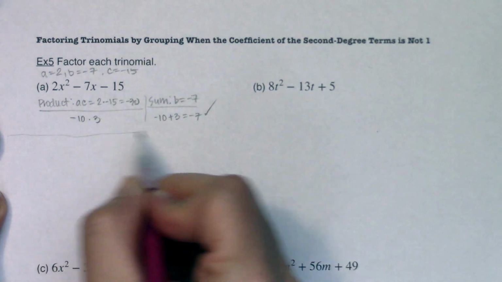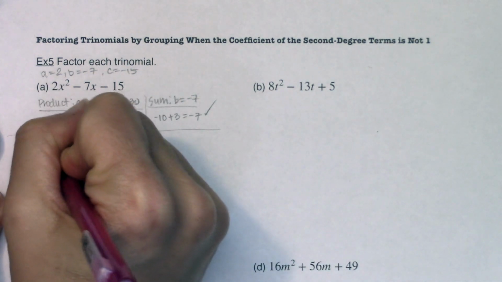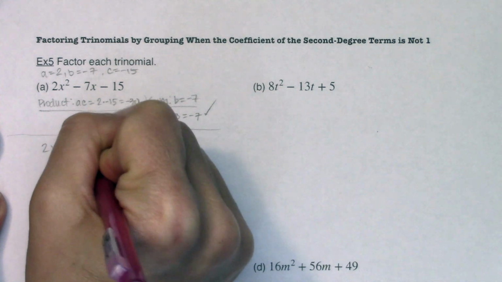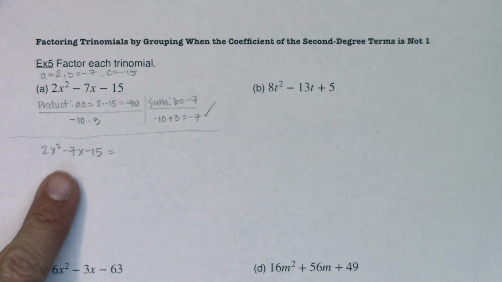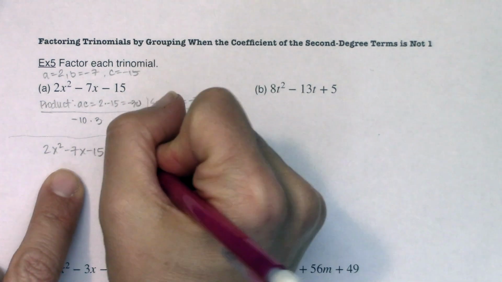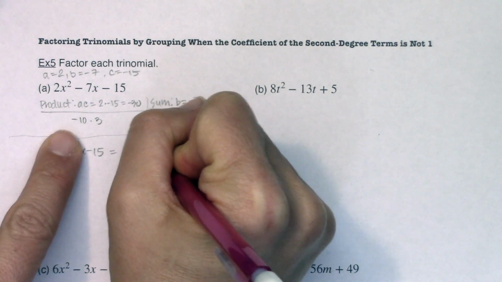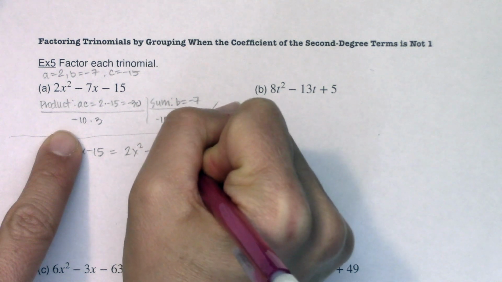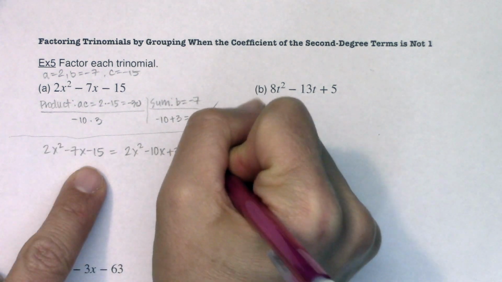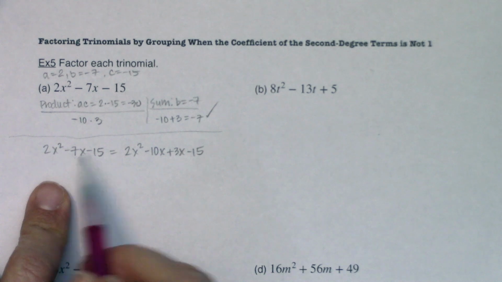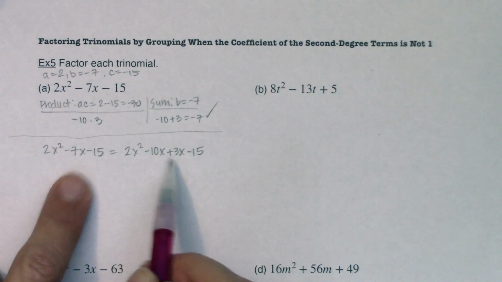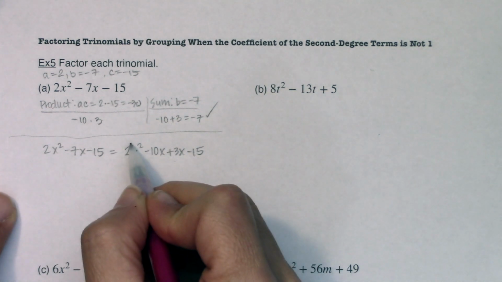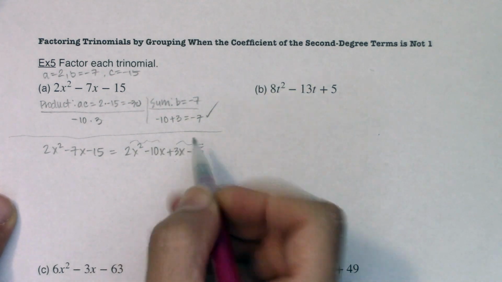All right, so once I figure out the unlock, I'm going to look at 2x squared minus 7x minus 15, and I'm going to rewrite this middle term, right? That whole split the middle term as 2x squared, I'm going to go minus 10x plus 3x minus 15, right? So instead of -7x, I split it as -10 plus 3, because -10 plus 3 is -7. But now we group. And let's see what we get.